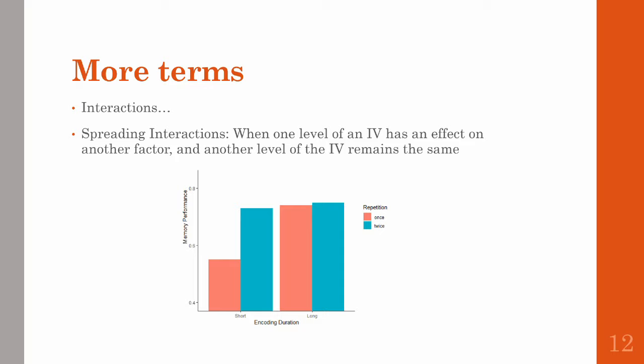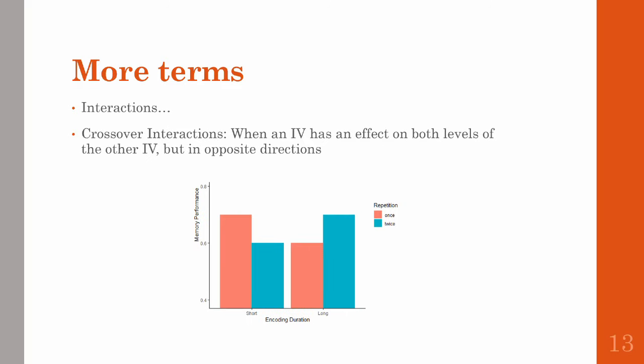So again, the first interaction example is a spreading interaction and is when one level of the IV has an effect on another factor and the other level of the IV pretty much remains the same. And a crossover interaction is like that second example, when an IV has an effect on both levels of the other IV, but in opposite directions.